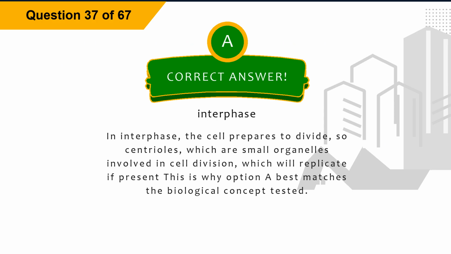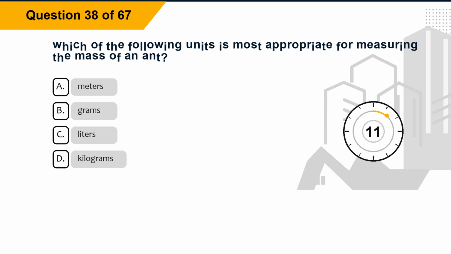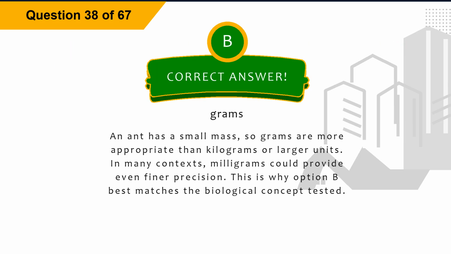Explanation. In interphase, the cell prepares to divide, so centrioles, which are small organelles involved in cell division, will replicate if present. This is why option A best matches the biological concept tested. Question 38. Which of the following units is most appropriate for measuring the mass of an ant? Option A, meters, option B, grams, option C, liters, option D, kilograms. The correct answer is option B, grams.